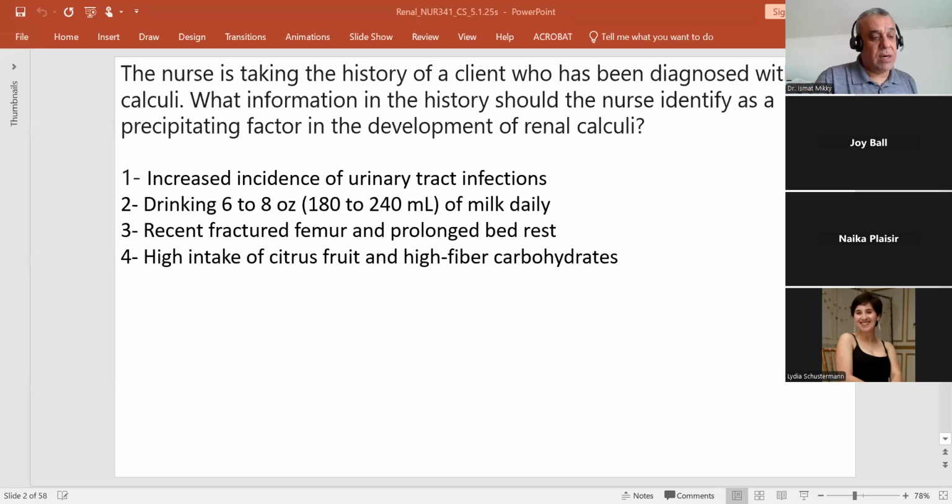Most kidney stones consist of what? Calcium.